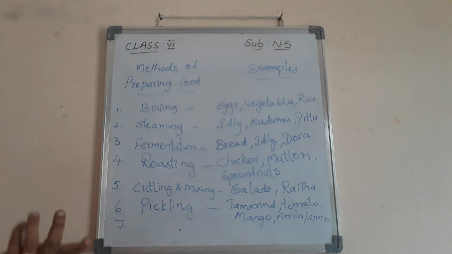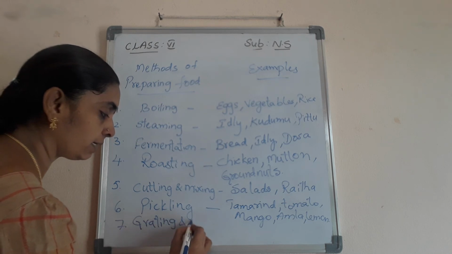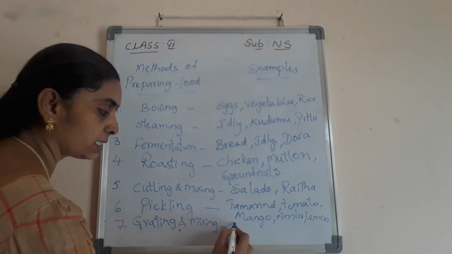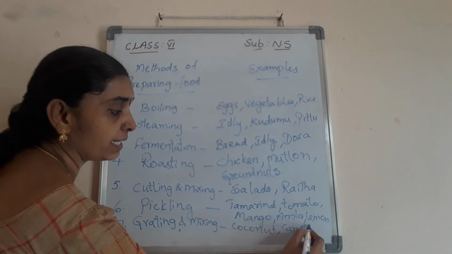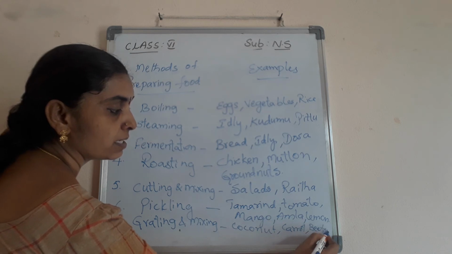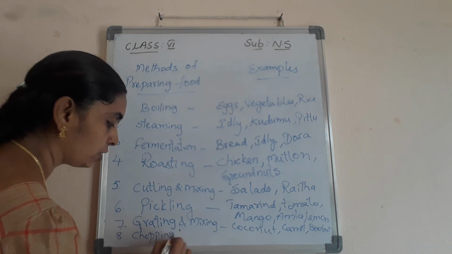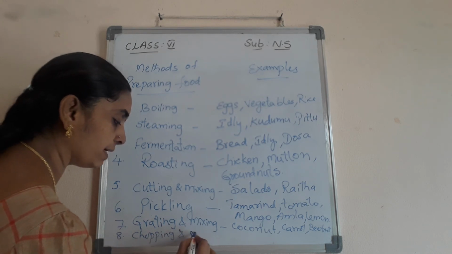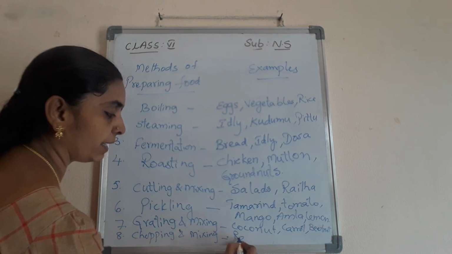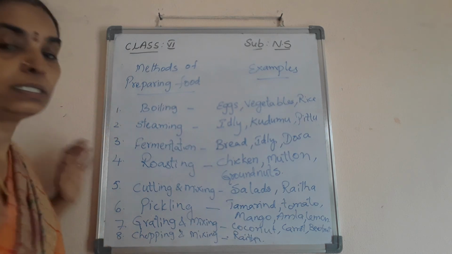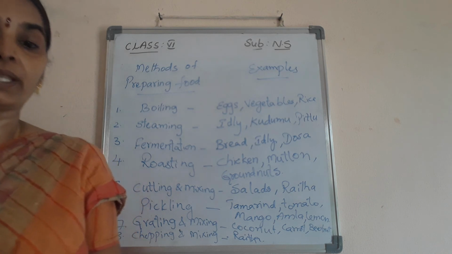Another process is grating and mixing, chopping and mixing. Grating and mixing, like coconut, carrot, beetroot, they are grated and mixed, isn't it? So these are the items. Chopping and mixing, like raita and all, they are finely chopped and mixed in the dosa batter and all, they will be chopping, isn't it? For raita mainly you will give the example of chopping and mixing. These are the different methods of cooking for children.